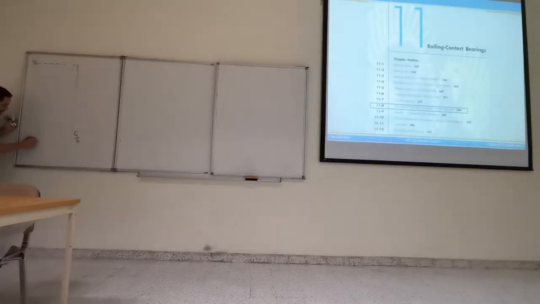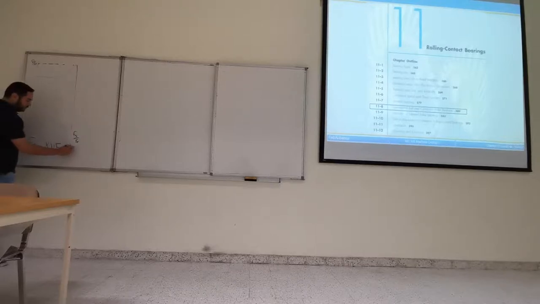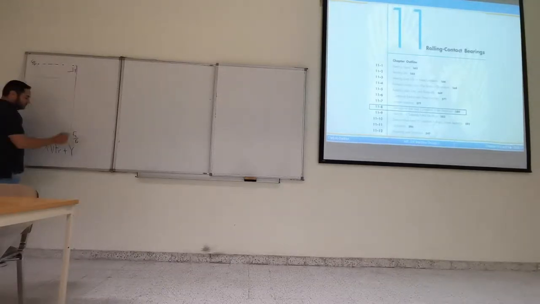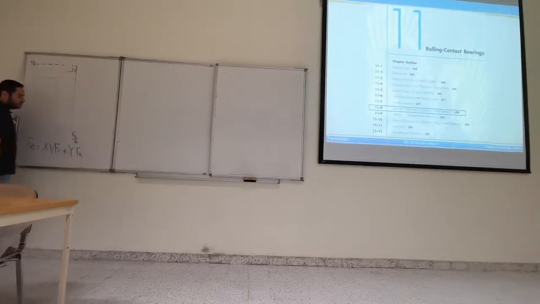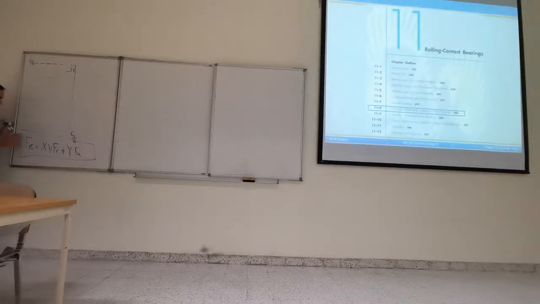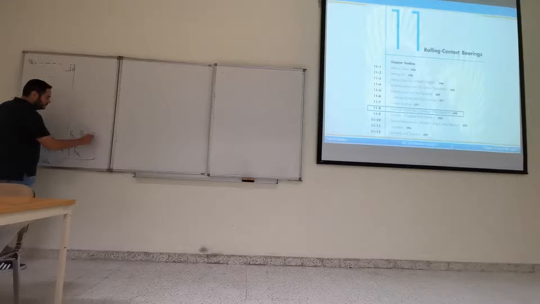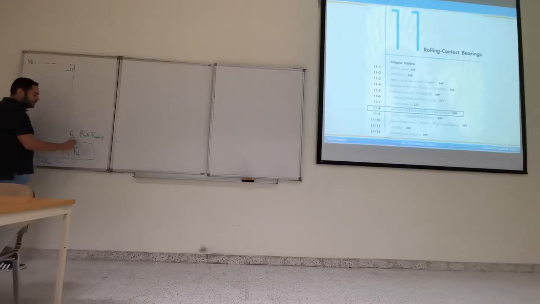So we told you that there's a formula to do so. We call the equivalent load equal to factor X times V times the radial load, plus the slope of the line Y times the axial load. And we said that to find those two factors, X and Y, we need to consult Table 11-1. This only applies to ball bearings when they are under combined load.